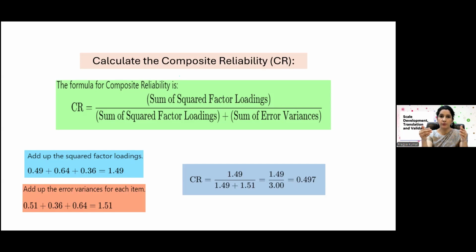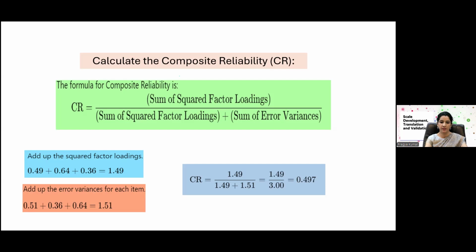So in the numerator, we added all those squared factor loadings. And in the denominator, in that squared factor loading, we added the error variances. And this gives you the value of composite reliability. The value of the average variance extracted should be more than 0.5, and the value of composite reliability should be more than 0.7. So are you with me till this point of time? Am I making myself clear, or am I making any sense to you people regarding these two measures of convergent validity?